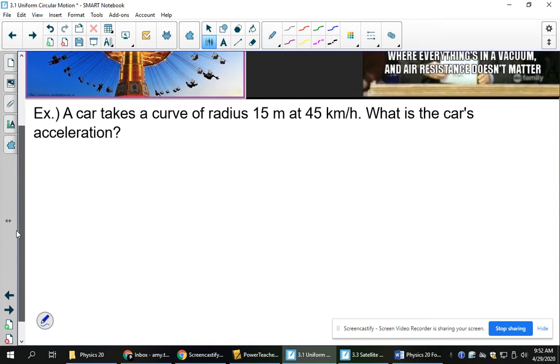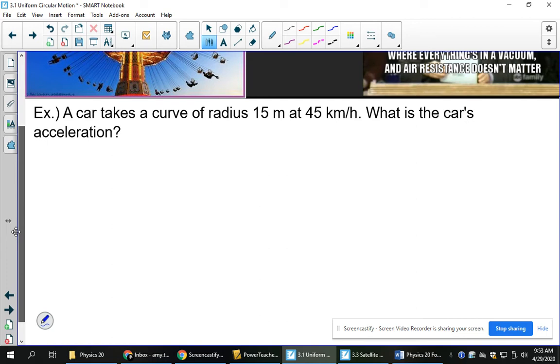A car takes a curve of radius 15 meters at 45 kilometers per hour. What's the car's acceleration? This is a good example. Most people drive or at least ride in vehicles. If you have anything dangling from your rear view mirror, you'll be able to see centrifugal force, the fake force, in action. When you go around a curve, say you're coming off the highway and going around one of the loop-de-loops, what is the thing hanging from your rear view mirror doing? Is it going towards the center of the circle or away from it?